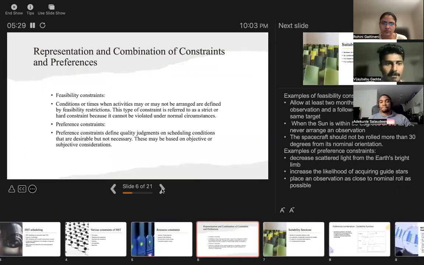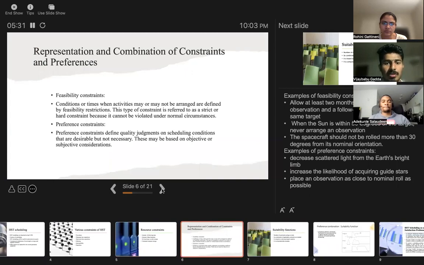Next slide, please. Now we will see the representation and combination of constraints and preferences. Feasibility constraints: conditions or times when activities may or may not be arranged are defined by the feasibility restriction. This type of constraint is referred to as a strict or hard constraint because it cannot be violated under normal circumstances. Preference constraints define quality judgments on scheduling conditions that are desirable but not necessary.